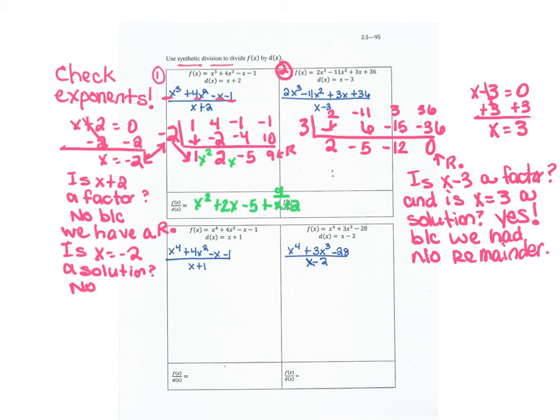And so to write my final answer, remember, we started with x cubed, so this would have an x squared, and this would have an x. So my final answer is 2x squared minus 5x minus 12. So why don't you pause the video one more time, check to see if you can work example 3.